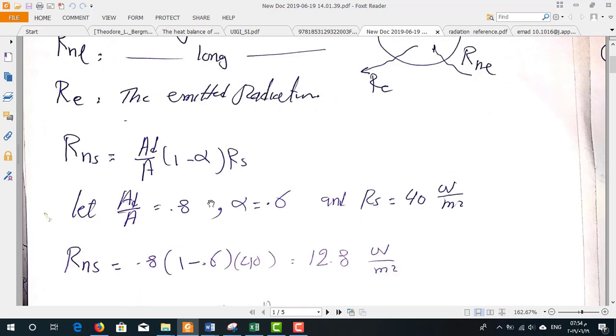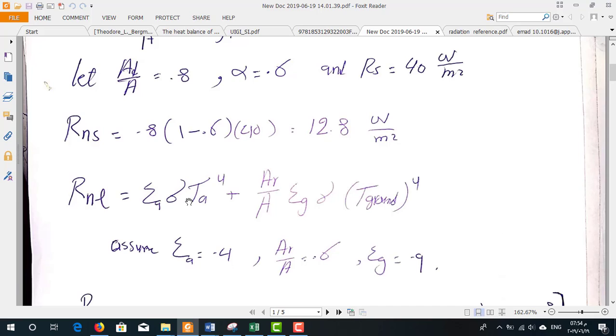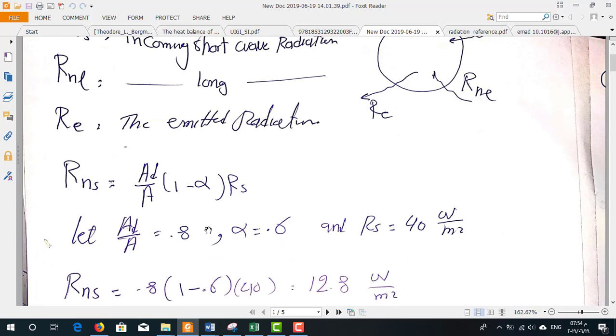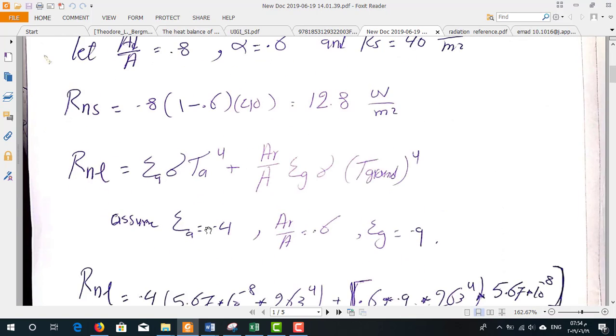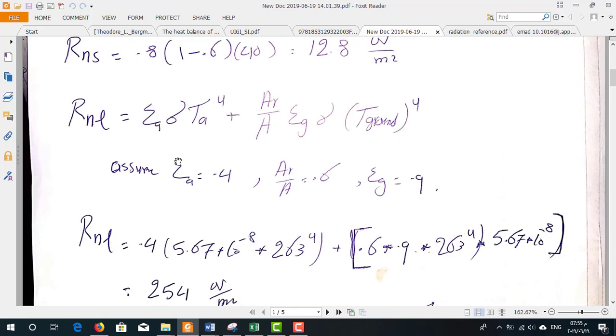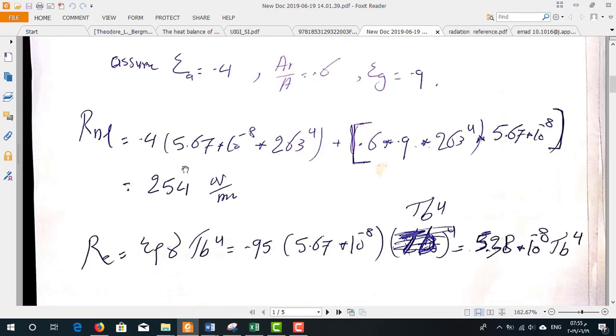For the second type, RNL, it is equal to sigma AR alpha TA. RNL equals epsilon A sigma TA power 4 plus AR over A epsilon G sigma T ground power 4. With this law, we can determine two types of radiation coming from the air and the ground. Epsilon A is the emissivity of the air, and we can determine this value from the law in this paper.